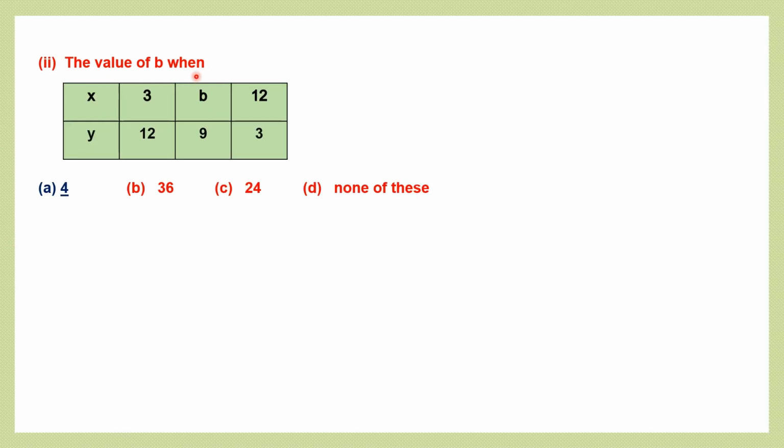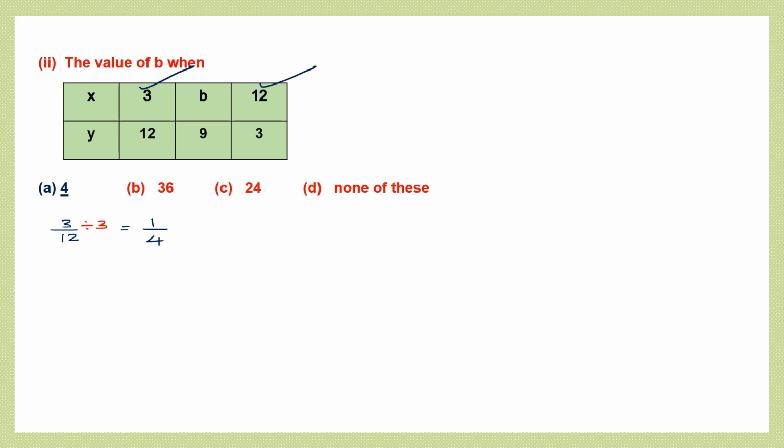Question 2. The value of B. Now here we are going to find the value of B. Here we have B by 9 and as you can see we have 3 by 12 here and 12 by 3 here. That means we have some values. We are going to find out if they vary directly or inversely. So now if I take 3 by 12, 3 divided by 12, if I reduce this to the lowest term, I can divide both by 3. What do I get? 3 ones are 3 and 3 fours are 12.